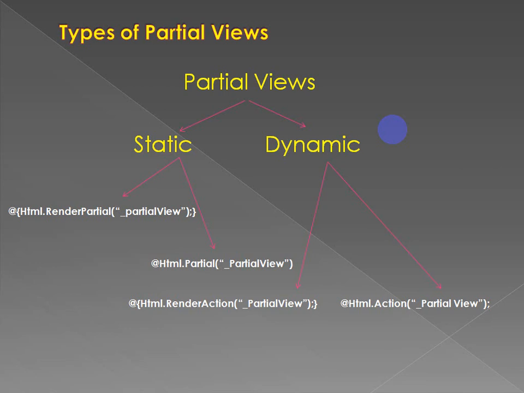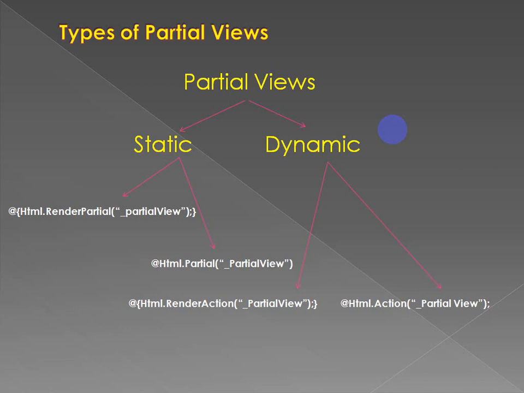Static data means just HTML markup, like the header and the footer, where you implement a banner section in the header and a copyright section in the footer. This part will not be changed at the user end, so it is a static part. But for the dynamic part, where you retrieve data from the database or get data from collections, you should use dynamic partial views.